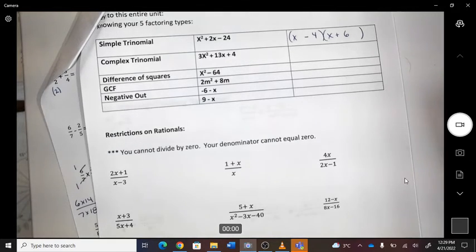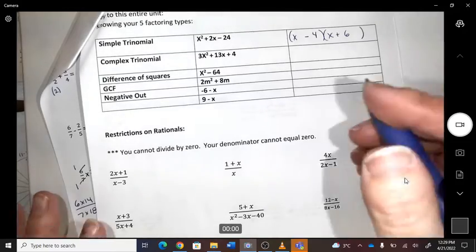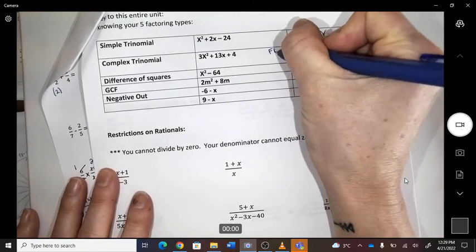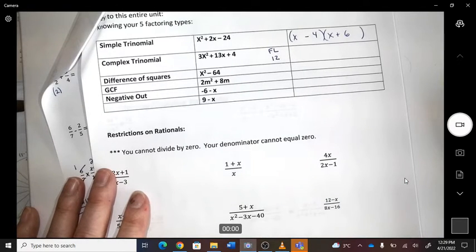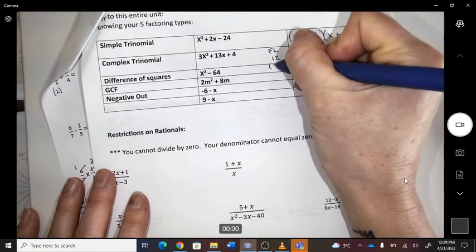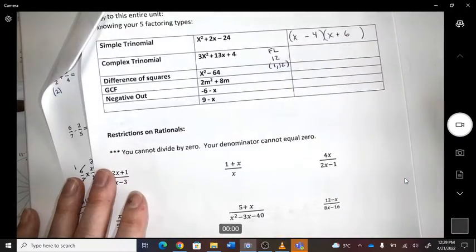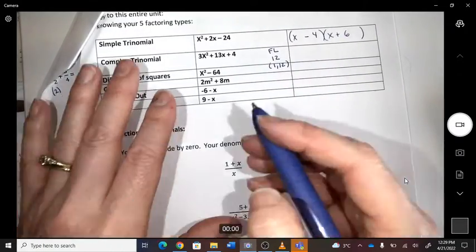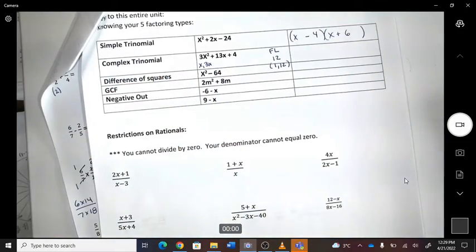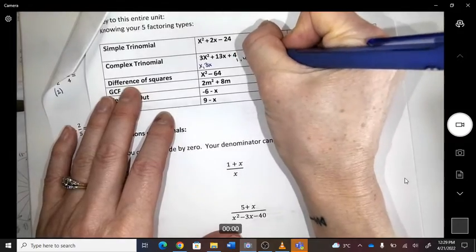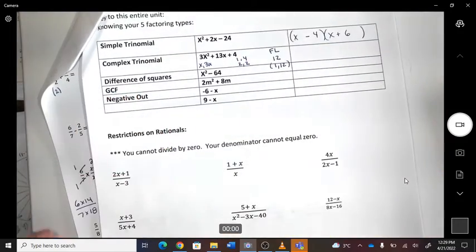Okay, complex. So my flow number is 12. Can you think of multiples of 12 that would get you a 13? 1 and 12 will do the pair. So 1x, 3x is that. That's only one option. 1, 4, or 2, 2 is that option.